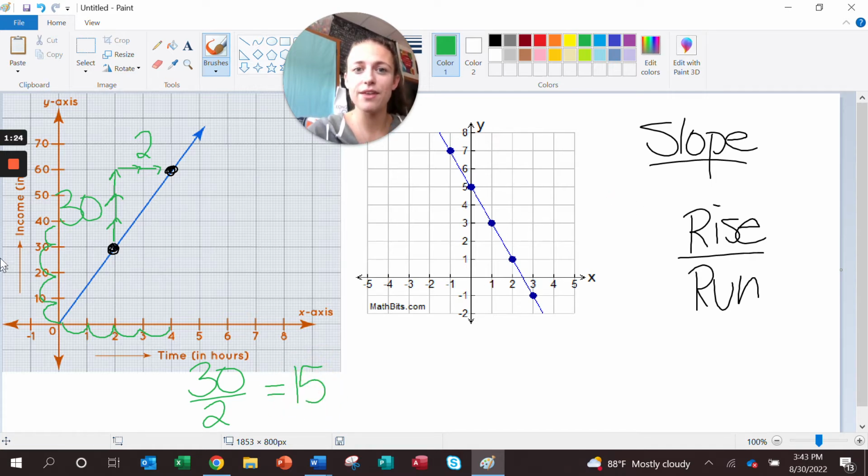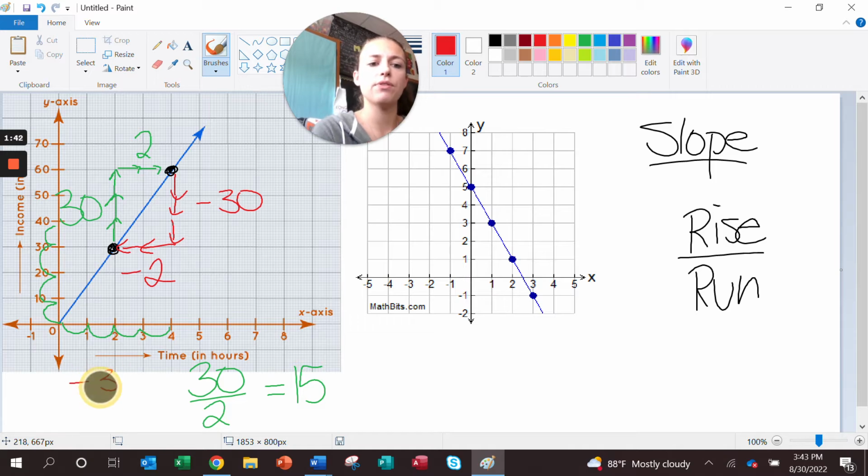I could go the other way if I have a different kind of mindset. If I do the reverse, where I go down 1, 2, 3, or rather 10, 20, 30, I would have negative 30, and then I go left 1, 2 would be negative 2. Negative 30 divided by negative 2 also simplifies to 15.